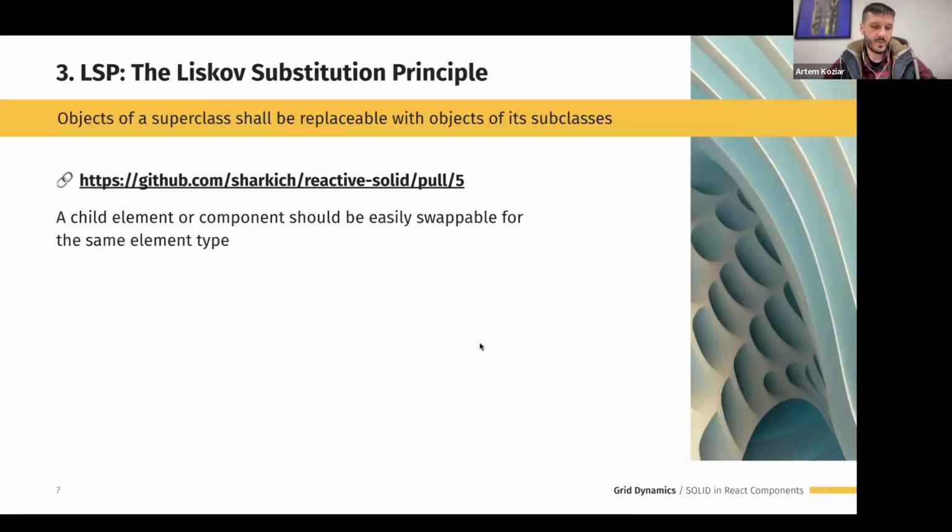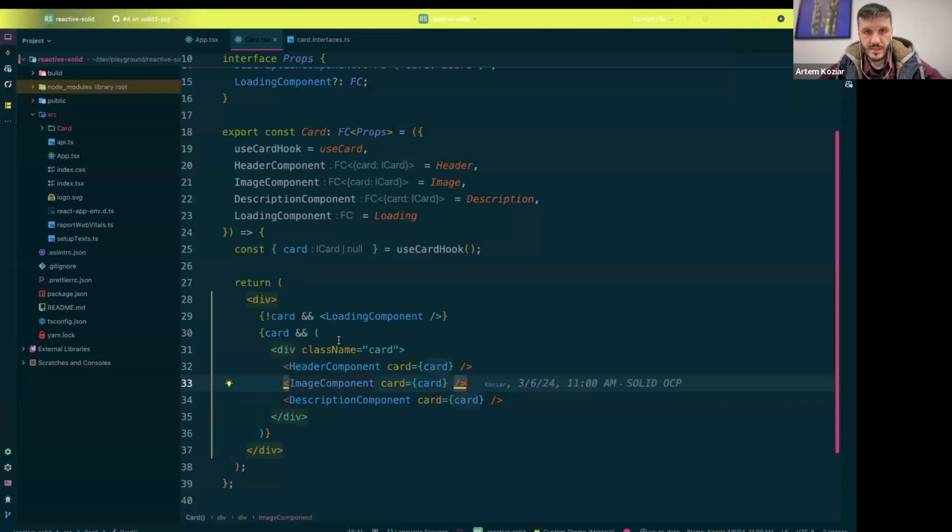Next principle, the Liskov substitution principle. This principle says that objects of superclasses shall be replaceable with objects of its subclasses. So in our world, it means that we could usually reuse our components or wrap our components in the same type of element. So what does it mean?